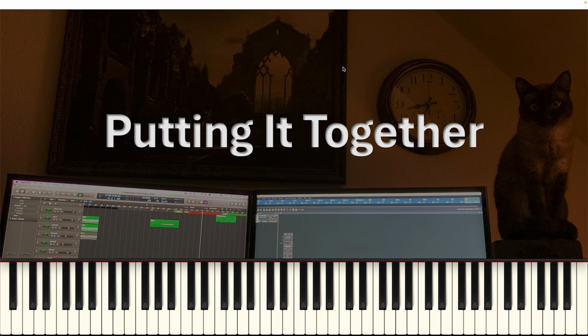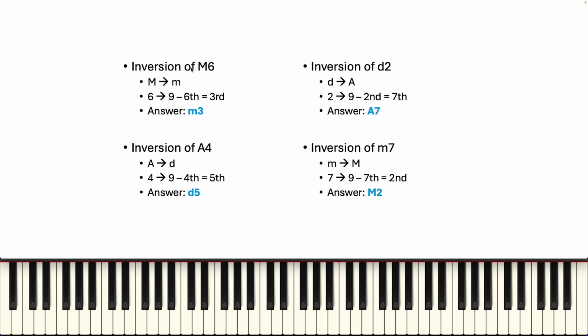So to put them all together, if we have an inversion of a major sixth, the major becomes minor, and the sixth, 9 minus 6, is a third, and so it's a minor third. So the inversion of a major sixth is a minor third. If we have an augmented fourth, the inversion of augmented is diminished, and the fourth, 9 minus 4, becomes a fifth, and so it's a diminished fifth.